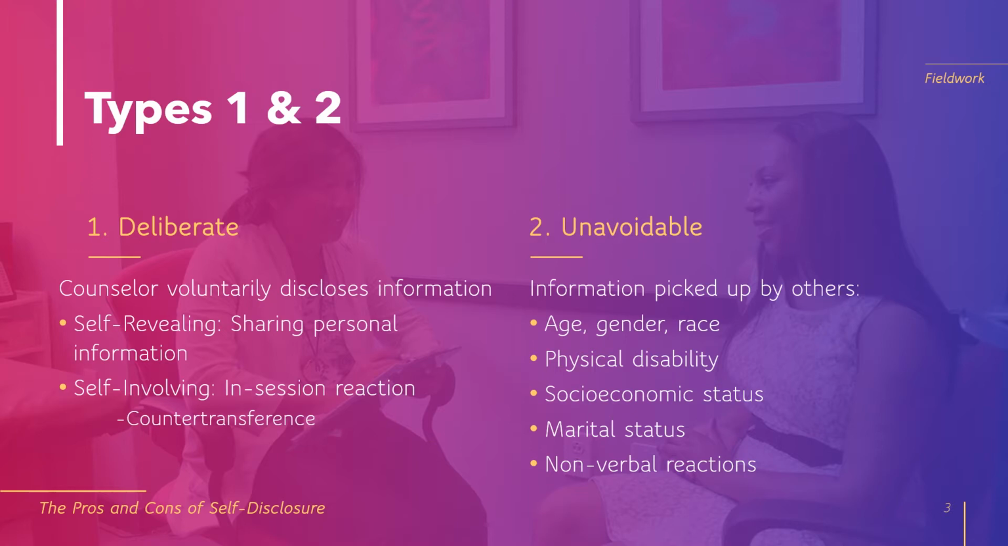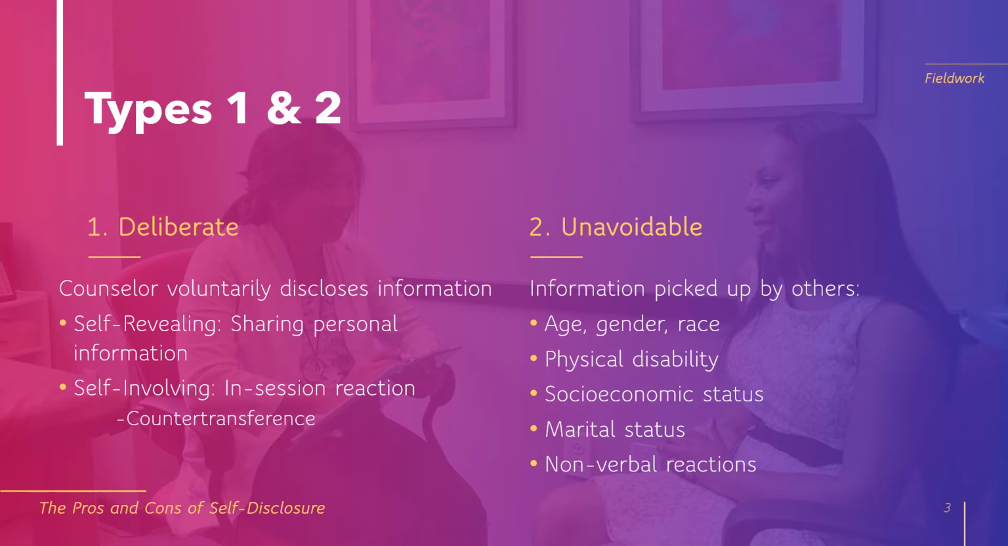There's also a type called self-involving, which would be an immediate kind of in-session reaction, almost like countertransference, where the client says or does something and you have a natural human reaction to it. And there's not necessarily anything wrong with that. Here we're just making you aware that that is a form of self-disclosure where the client is going to know maybe how you genuinely feel or think about a particular issue. That's why we try to be really aware of our posture, our facial expressions, and the things we're saying to clients. Not that we can't be genuine, but we have to think about how the client is going to interpret what we're doing and saying when we're talking to them.